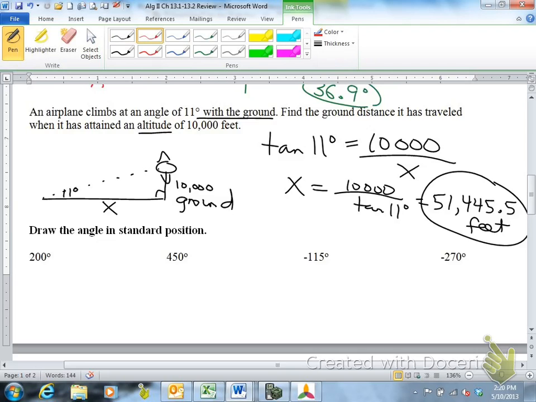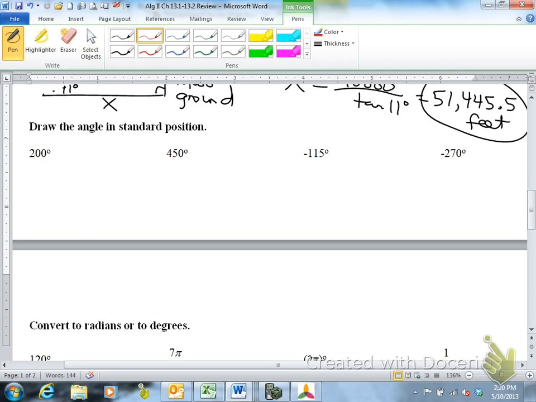Section 2, drawing angles, is pretty easy. 200 degrees is between 180 and 270. There's 90 up here. So you would graph an angle that looks like this, and make sure you include your rotation. So I can tell it's a positive angle measure, which is counterclockwise.